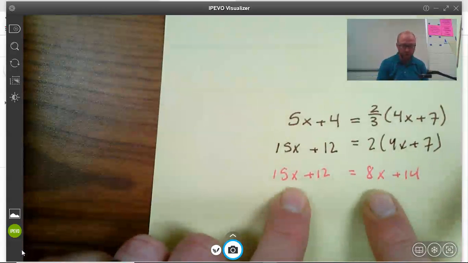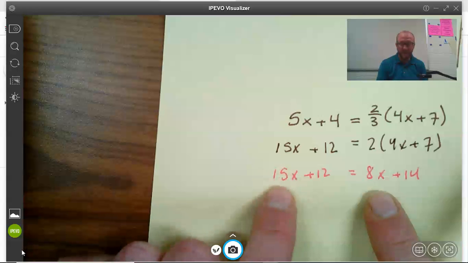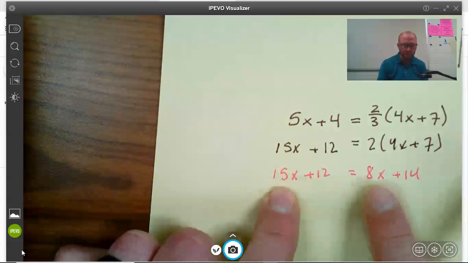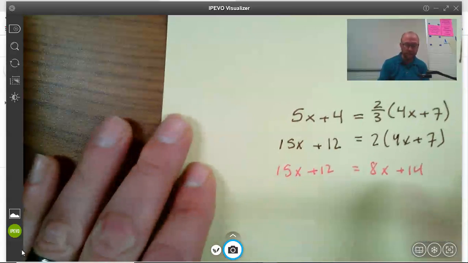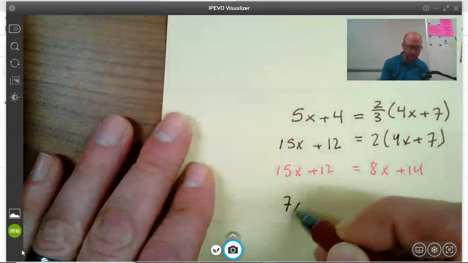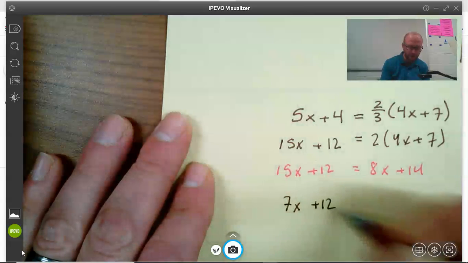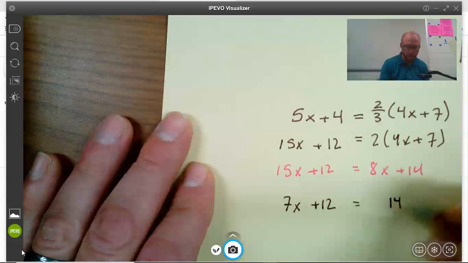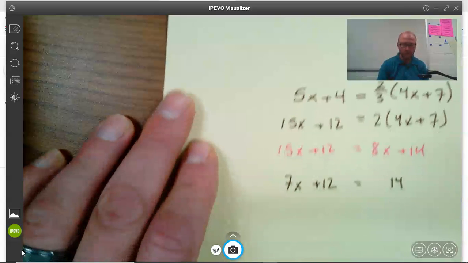Basically, I need to get the x term by itself. But currently, I have 2 x terms on opposite sides of the equation, so I have to get rid of one of them. And we'll get rid of the 8x by subtracting 8x from each side. So I'll take 8x from 15x, and that's going to leave us with 7x. We haven't done anything with the 12 yet. 8x take away 8x is just nothing. And there's our 14. We haven't done anything with that.